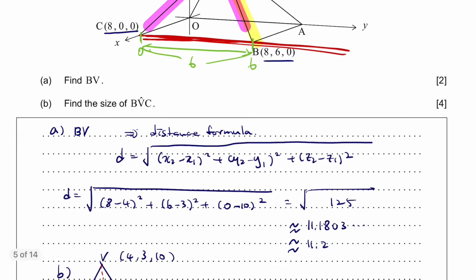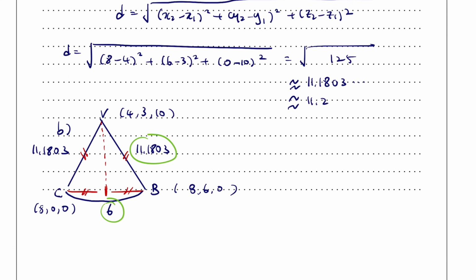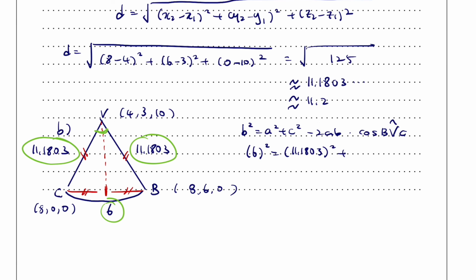Okay, so since we know the three sides of the triangle and we are trying to find one missing angle, we can use the cosine rule to solve that missing angle, right? So we can use a squared equals b squared plus c squared minus 2bc times cosine BVC, and we're trying to find this angle here. Then we can substitute all the values. Make sure you use 11.1803 instead of 11.2.